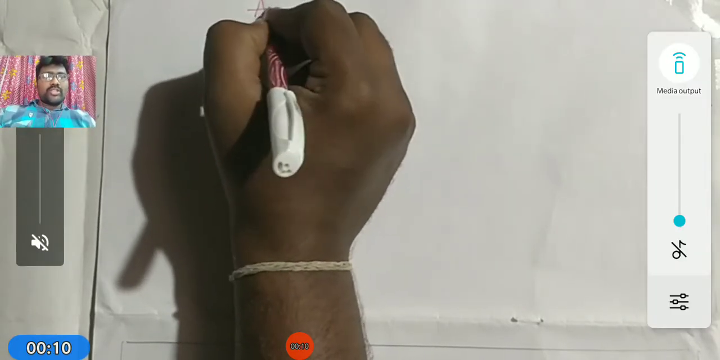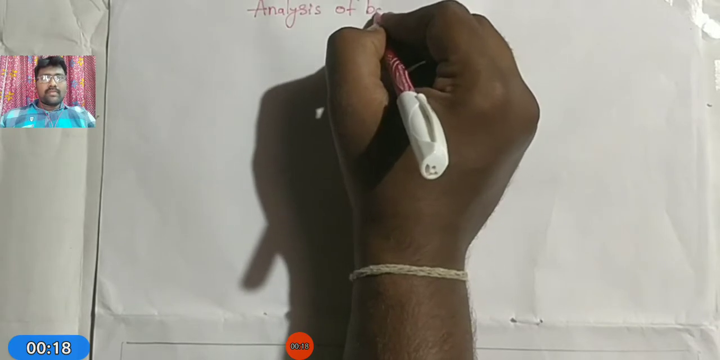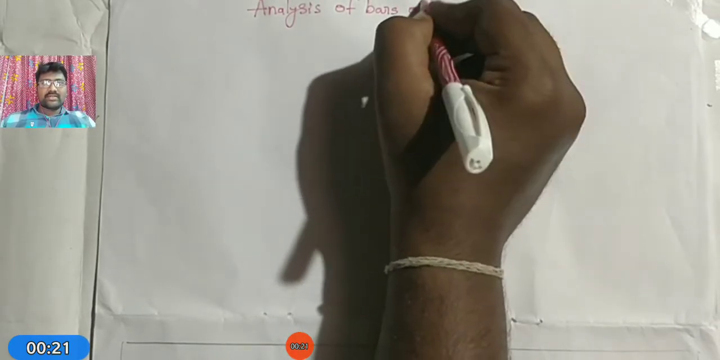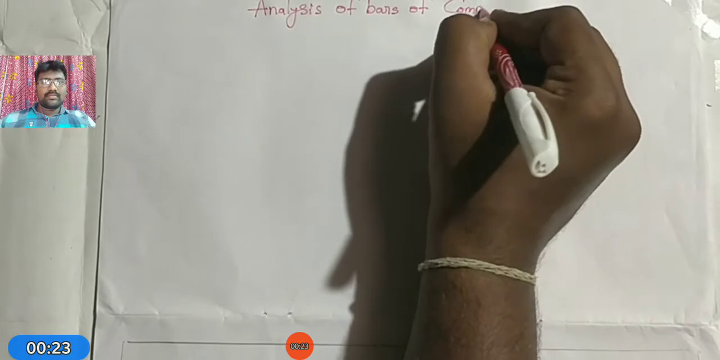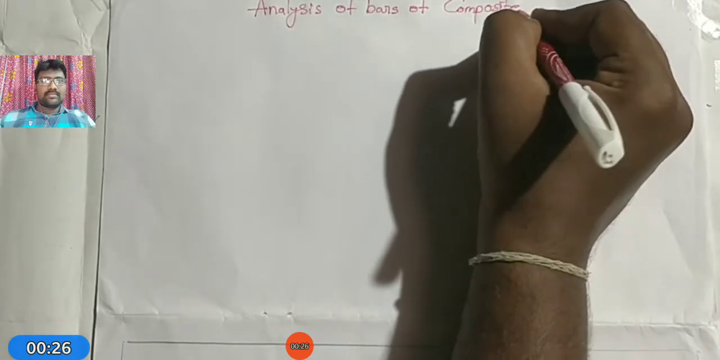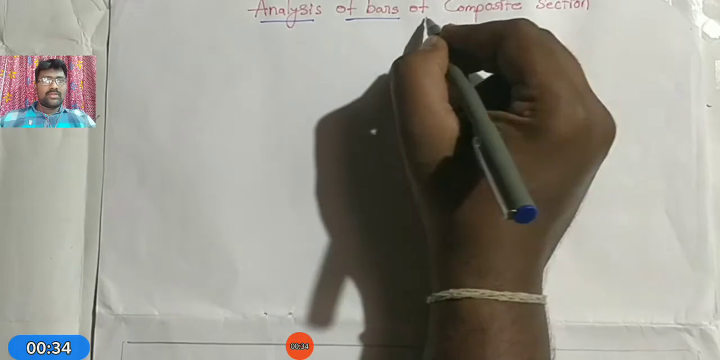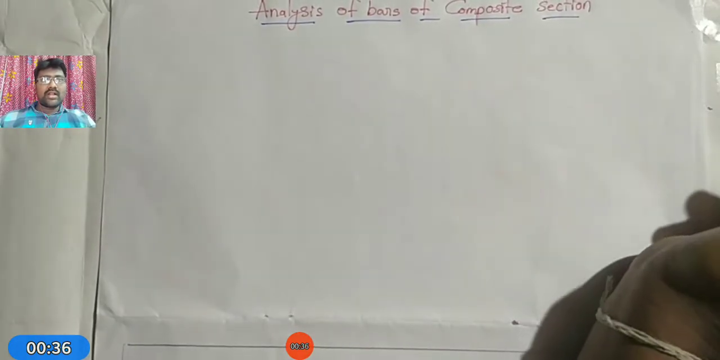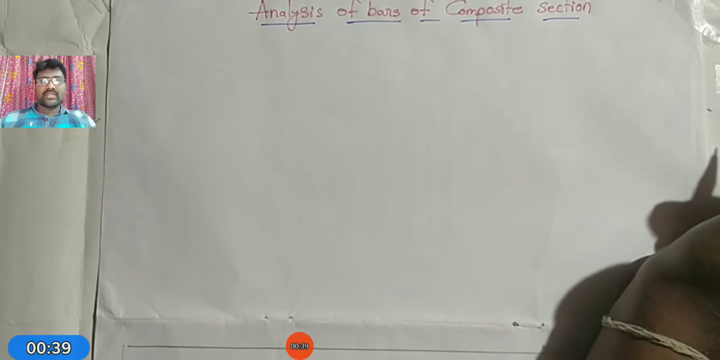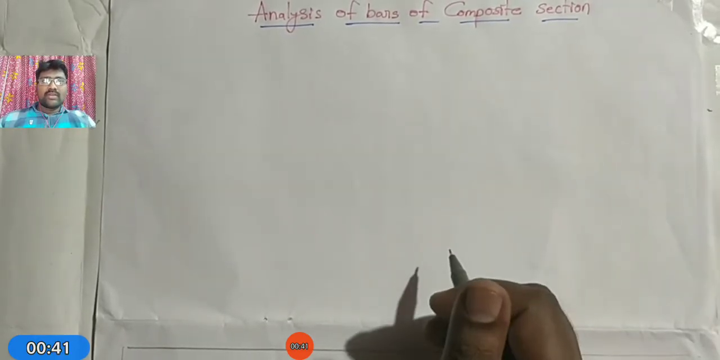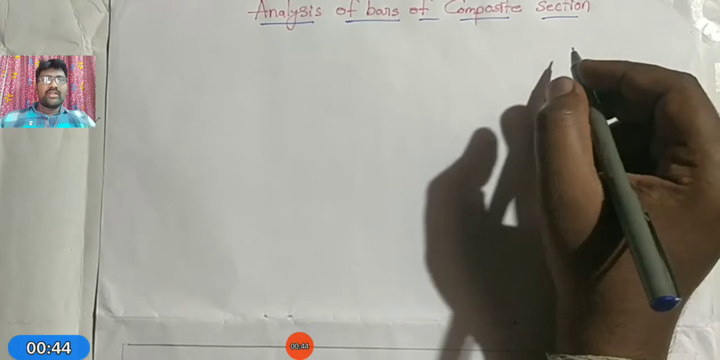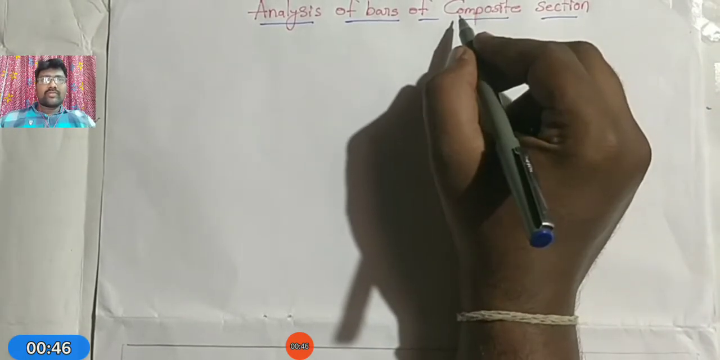Today I am going to explain a topic on analysis of bars of composite sections. In previous classes we discussed analysis of uniform cross section, varying cross section and tapered section. In this I am going to explain the analysis of bars of composite section.